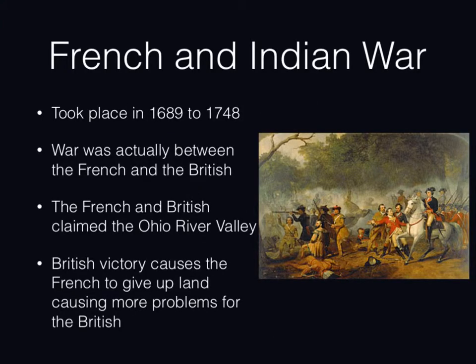The French and Indian War was a war that took place between 1689 and 1748. It was actually a war between the French and British over land and money. The war started to turn in Britain's favor as the population grew to 1,500,000 Britons to 70,000 French. The British eventually won the war.